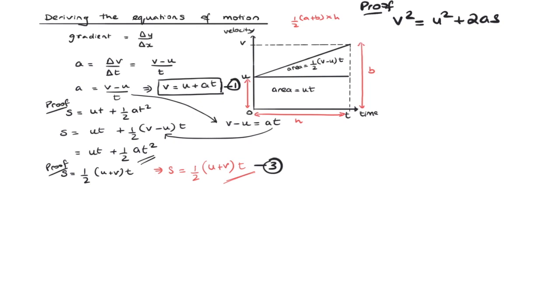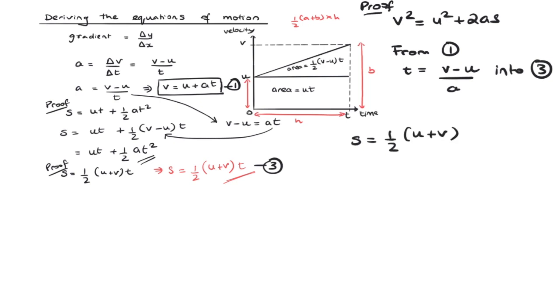Alright, so let's make t the subject from the first equation. So from 1, I'm going to say that t is equal to (v minus u) over a. Okay, and I am going to substitute that into my third equation, into number 3. So that becomes s equals half times (u plus v) times t, which is (v minus u) over a.